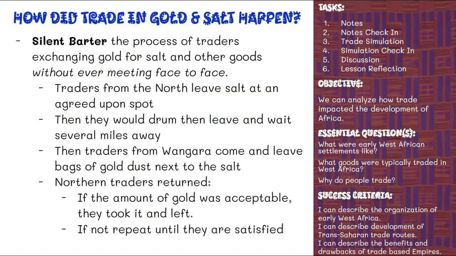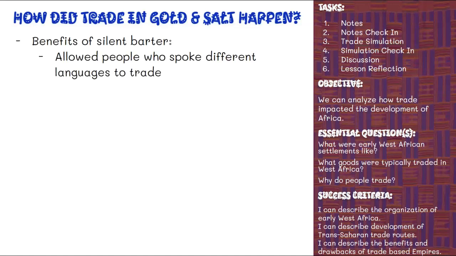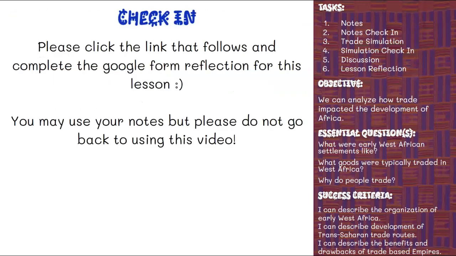Now, there are regular trades happening in other places, but the silent barter is going to be helpful for the Wangarans and the Northerners, because they're going to be able to exchange goods without ever speaking. So it's a completely silent exchange. People who never spoke the same languages are totally able to exchange goods. And it's going to help the Wangarans protect the secret location of their gold.